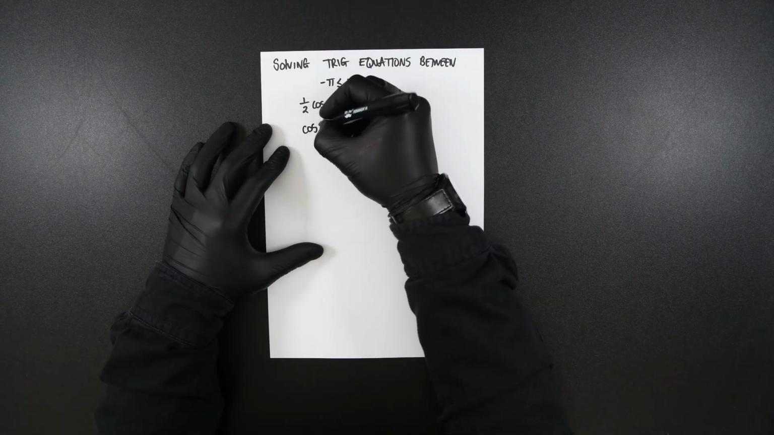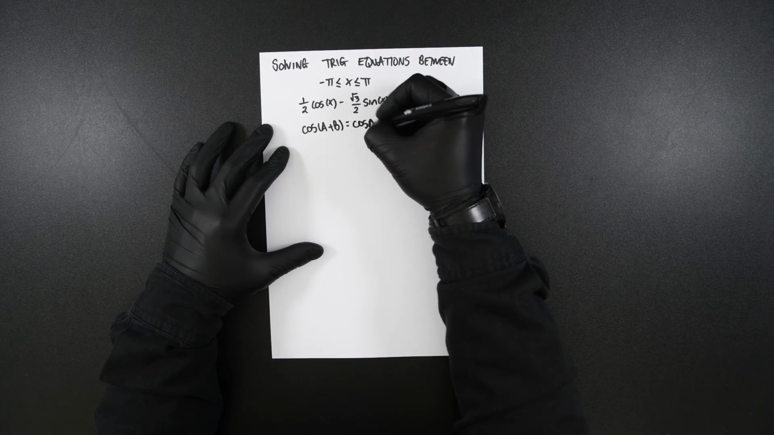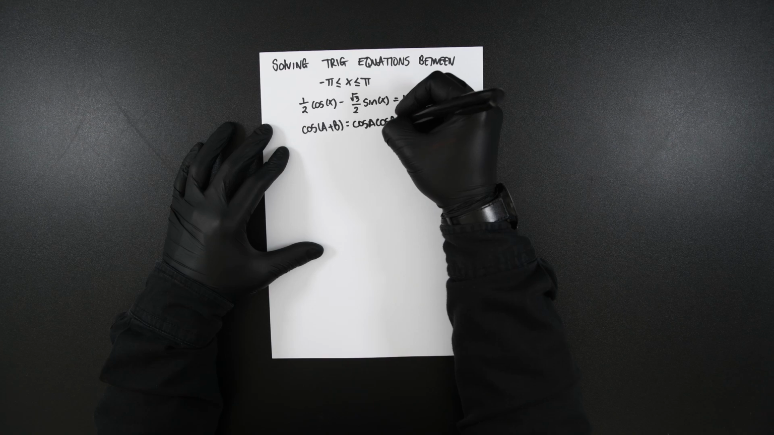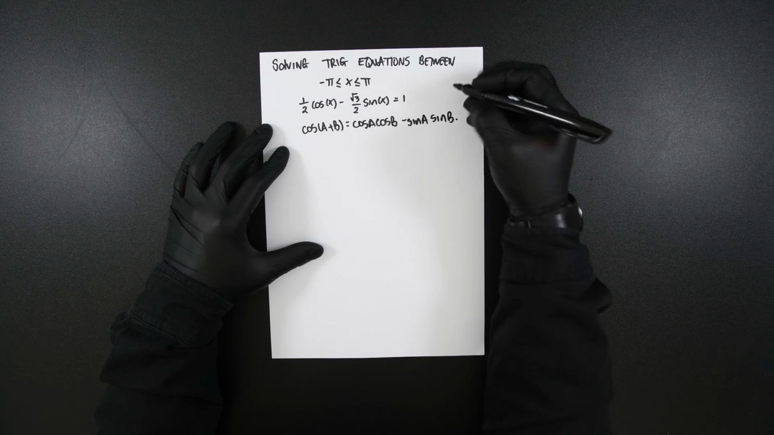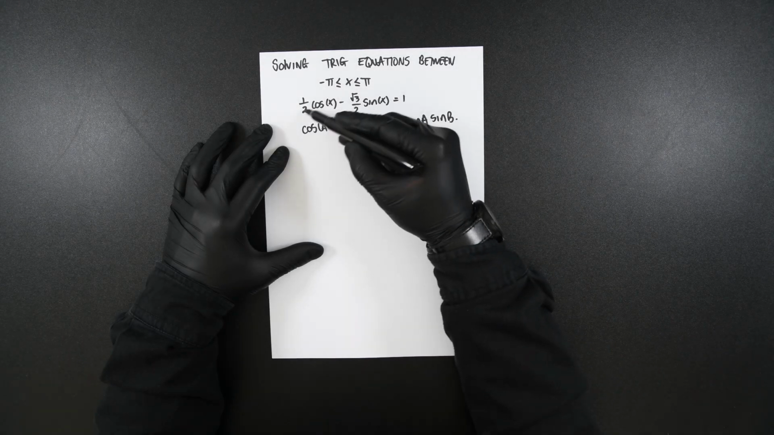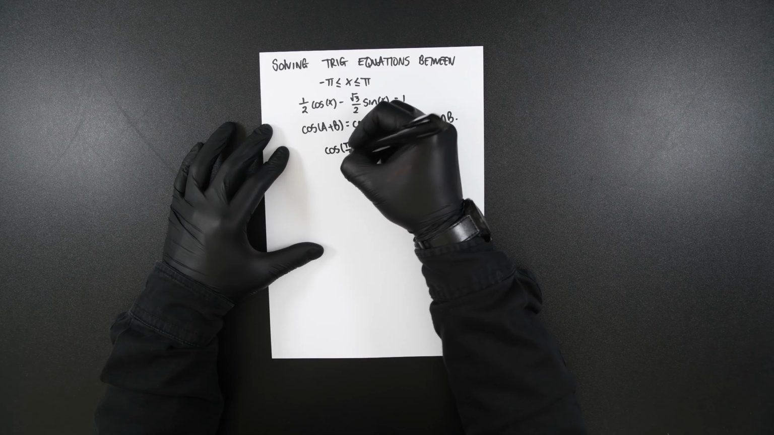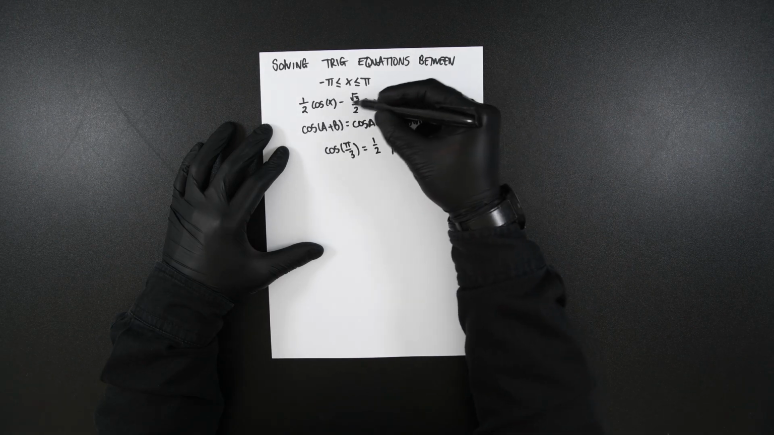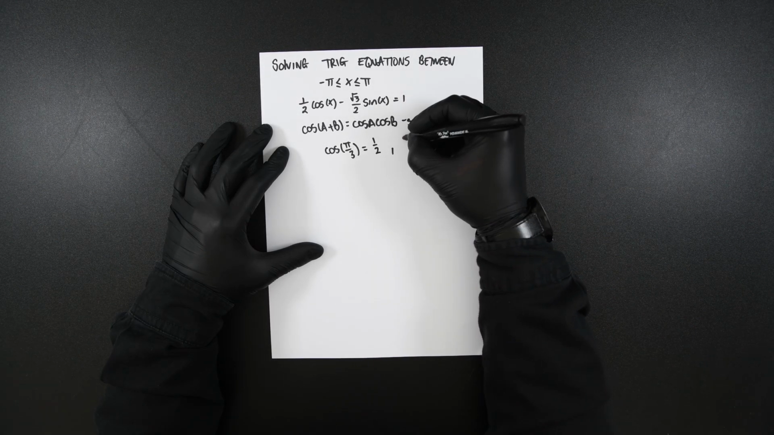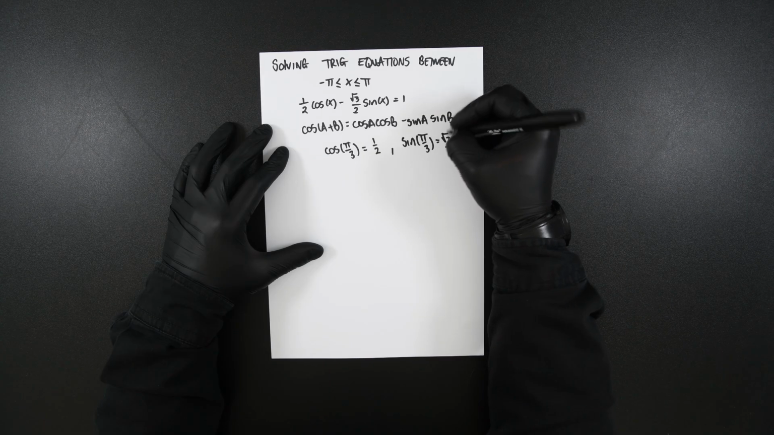So we know that cos(A + B) is cos A cos B minus sin A sin B. We also know that a half, you can just put this into a calculator, is cos pi over 3. So that equals a half. And we know that root 3 over 2 is sin pi over 3. So root 3 over 2.